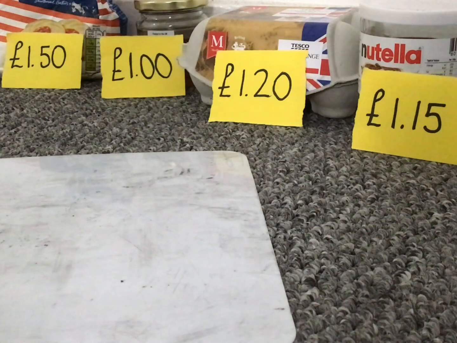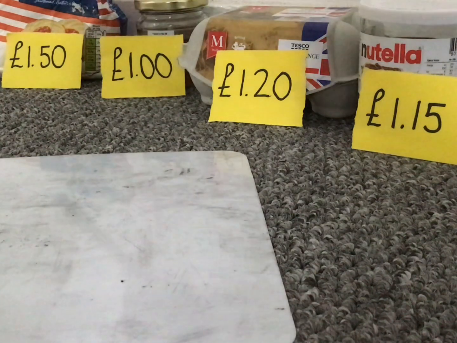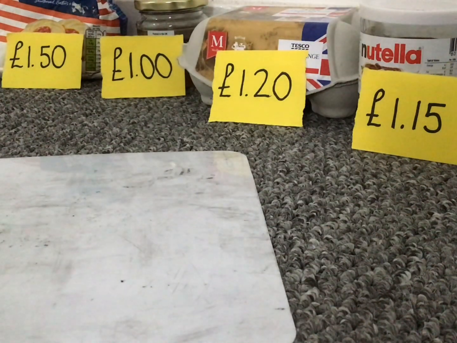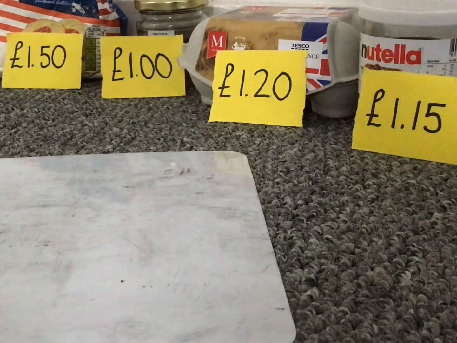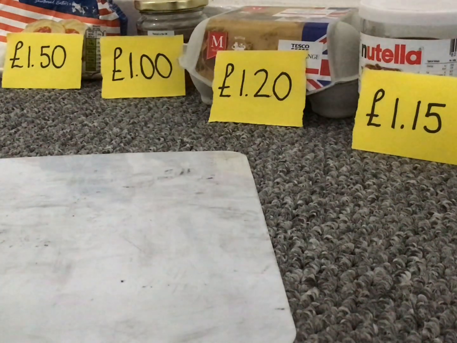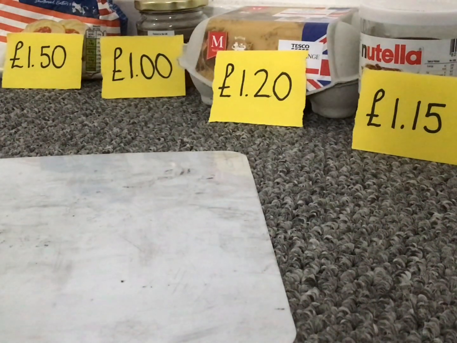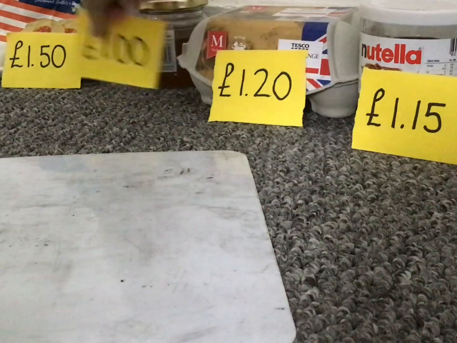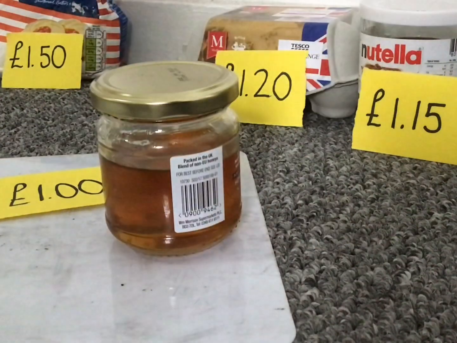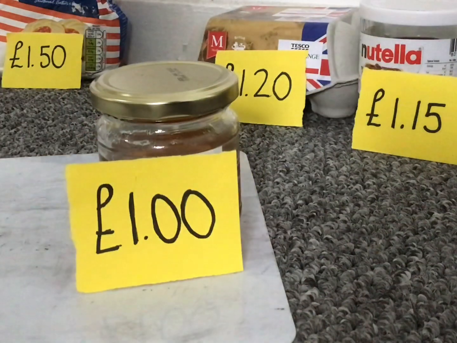Now the first thing I want to identify is which item was my cheapest item, which cost me the least amount of money. Looking at all four of these items, they all cost £1 or more. Then I'm going to look at my pennies. My Nutella has got 15 pennies, my eggs have got 20 pennies, my honey has got 0 pennies, and my flour has got 50 pennies. So I can see that my cheapest item was honey, which cost me £1. That was the one that cost me the least amount of money.